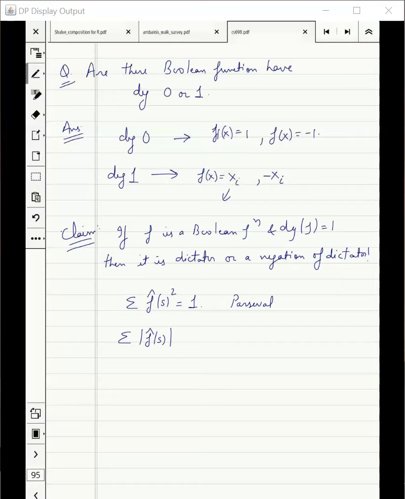This is greater than or equal to 1. Can you prove this? Yes, obviously. All of the f at s's are less than 1, right? And if there are at least 2 terms, then the summation of the absolute values of f at s is strictly bigger than 1.